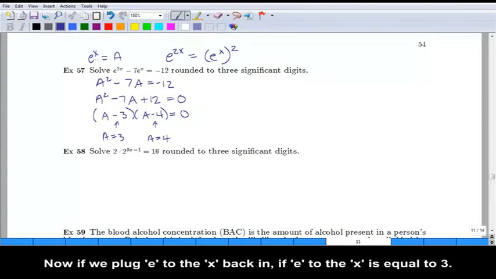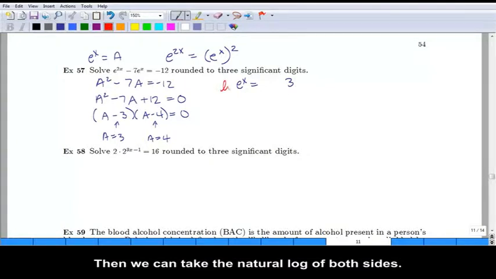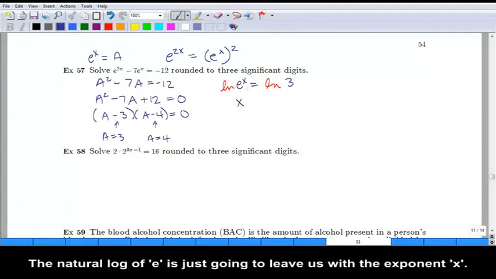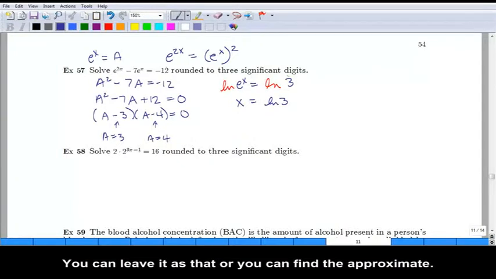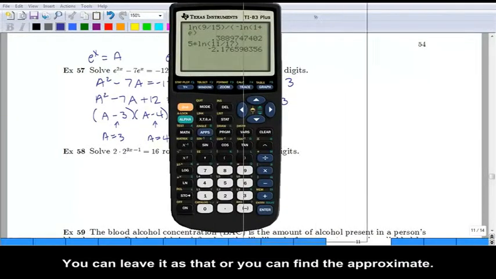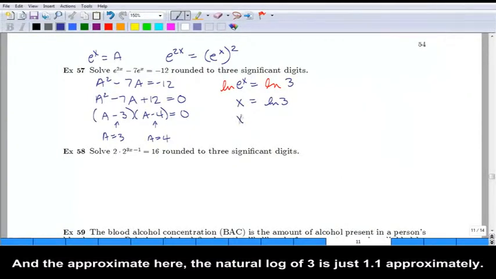Now, if we plug e to the x back in, if e to the x is equal to 3, then we can take the natural log of both sides. The natural log of e to the x is just going to leave us with the exponent x. And we are left with the natural log of 3. You can leave it as that, or you can find the approximate. The natural log of 3 is approximately 1.1.